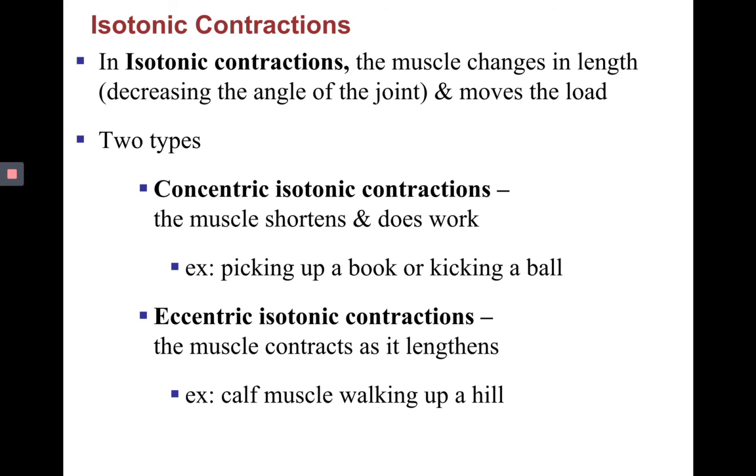All right, let's talk more about isotonic contractions where we see actual shortening or lengthening of the muscle. The two types are concentric and eccentric, which match with either the shortening or lengthening associated with isotonic contractions. Concentric isotonic contractions are when the muscle shortens in order to do work, such as when you pick up a book or kick a ball, whereas an eccentric isotonic contraction is where the muscle lengthens as it contracts. This is not as common, but your calf muscle, or your gastrocnemius, when you walk up a hill, actually lengthens as it contracts.